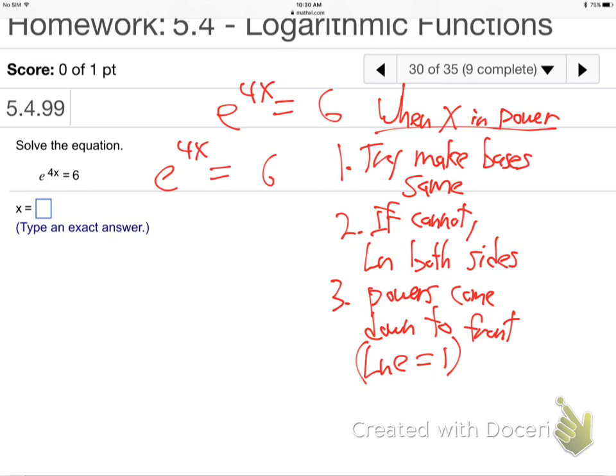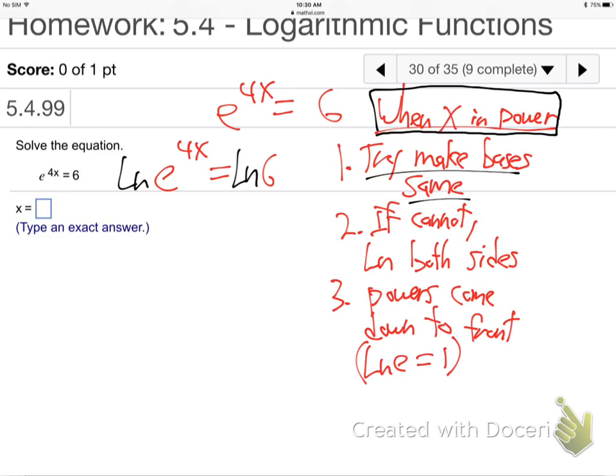I'm going to take ln of both sides. So now we have ln of 6. We get to there so far? So when you see this, this is a note for sure you want to put on your 3x5 card: when x is in a power, try to make the bases the same. We did a bunch of that last week.